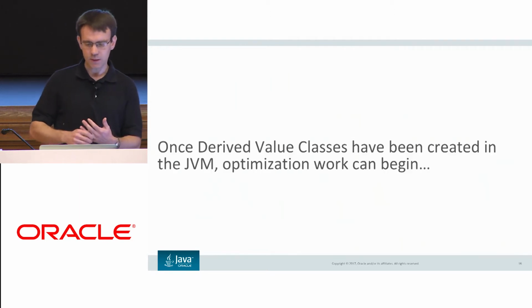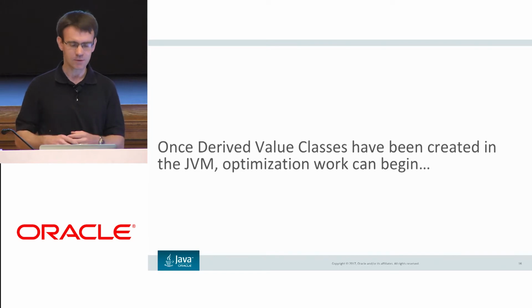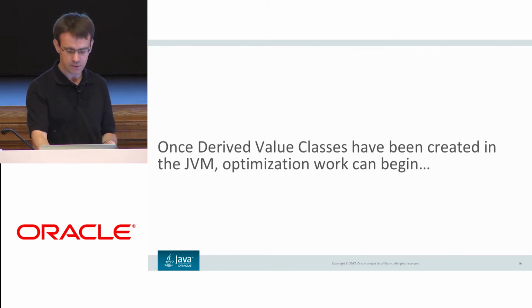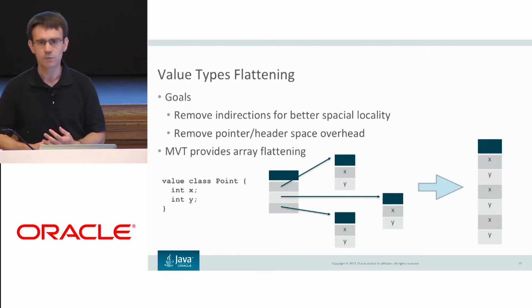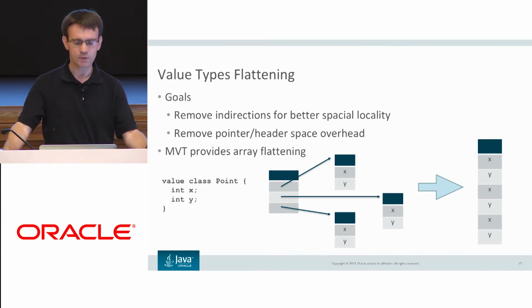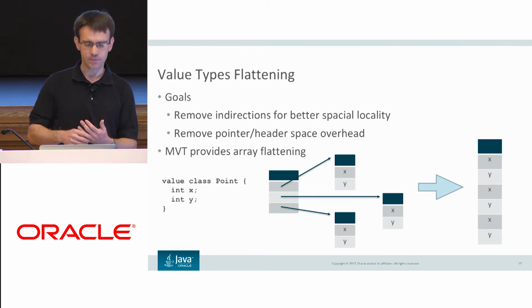All this derivation process is just a workaround we have because of the minimal aspect of minimal value type, and we don't have the language support. For us, the real work starts when we have the value classes defined in JVMs, because this is where we can start optimizing. The first optimization has been flattening, and the goal is to have a better spatial locality, especially for arrays, and also to reduce the footprint by removing pointers and headers.